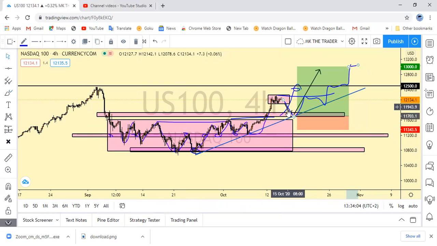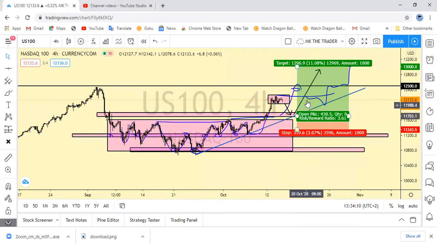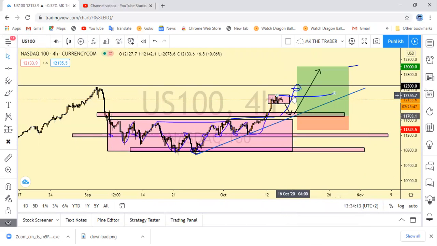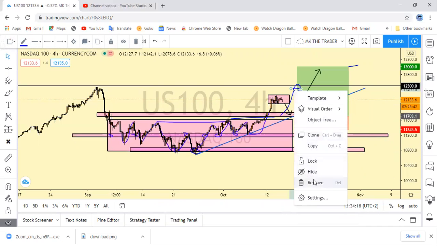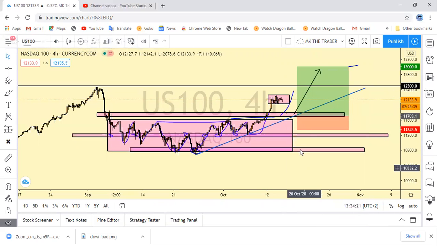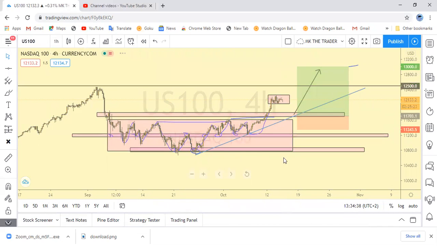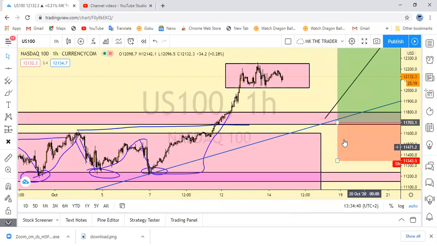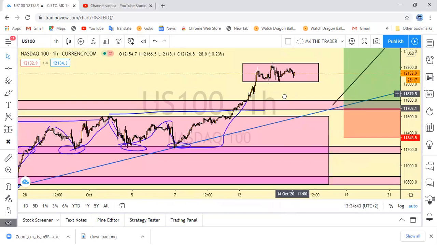So in order to trace this, we must go to a smaller time frame, such as 1 hour. Let's go to 1 hour. On the 1 hour, you can see we are still within a consolidation.